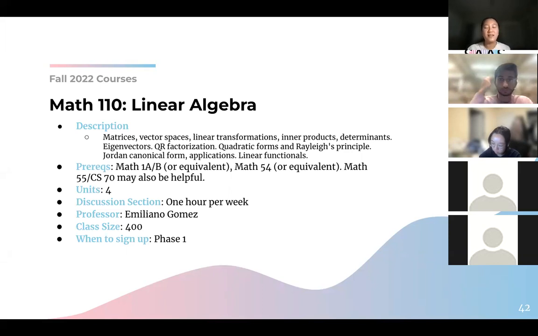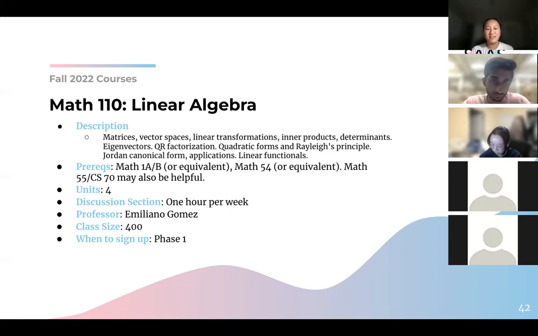And the prereqs are like 1A and 1B, or the equivalents, 54 or an equivalent. It might also be helpful, but it's not necessary, to have a discrete math course, so Math 55 or CS 70, just because this class does have some proofs. And generally, a lot of people's introduction to proofs will be in Math 55 or CS 70.